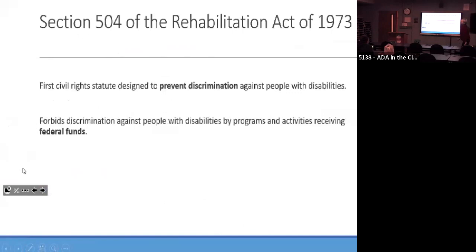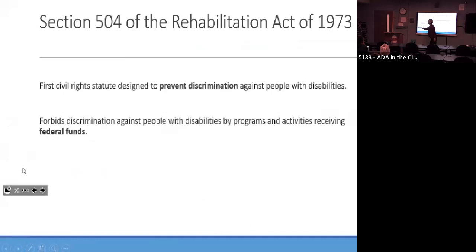So 1973 was a long time ago. I think people don't realize how far back this legislation goes. It goes back to the early 70s. And basically, the whole purpose of that was to prevent discrimination for any entity receiving federal funds. Okay, now since then it has been expanded.